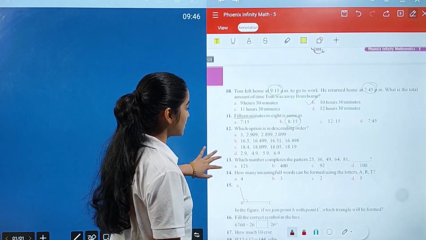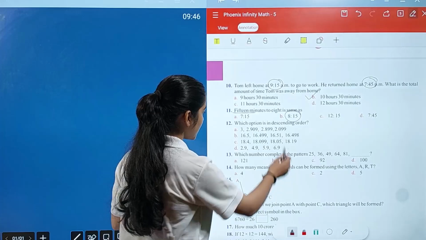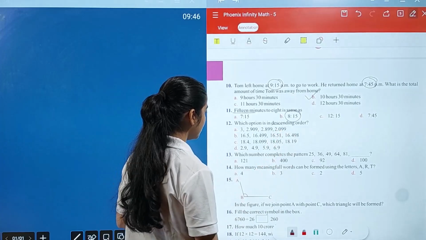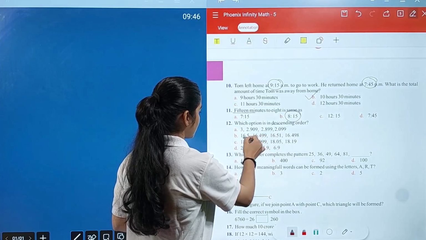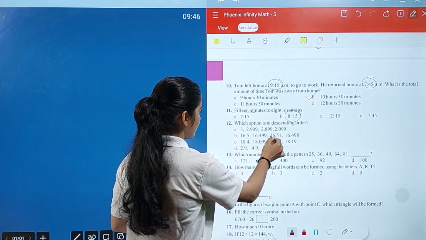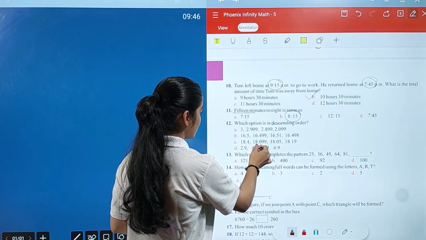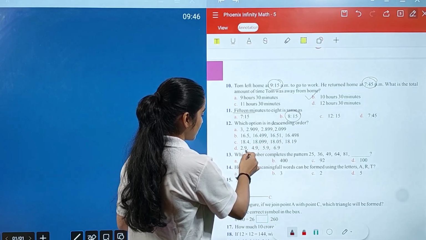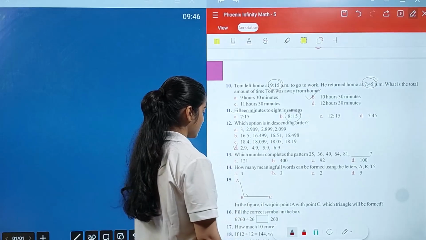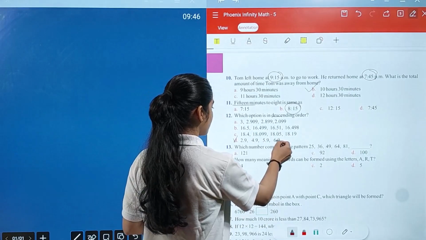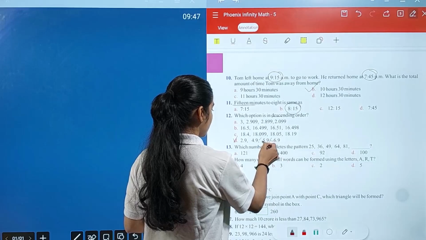Which option is in descending order? Descending order means bigger to smaller. So 3, 2.9, 2.8, and 16.5, 16.4, 16, 18. This would be in descending order if we start from this, like this.